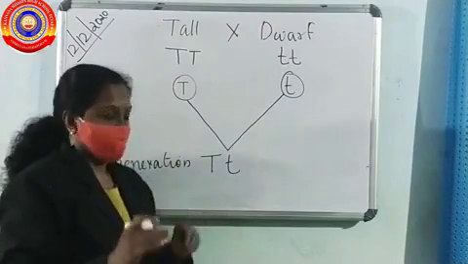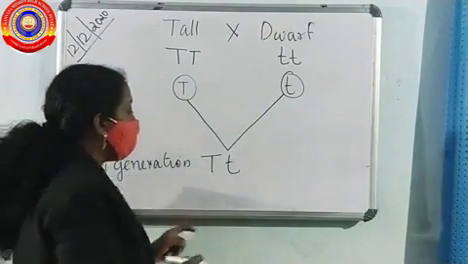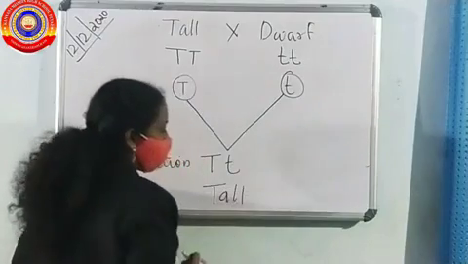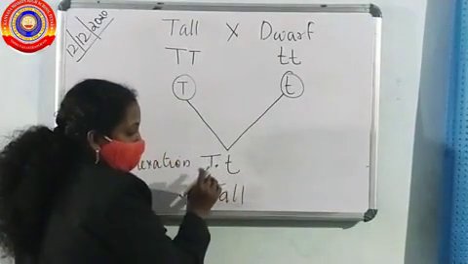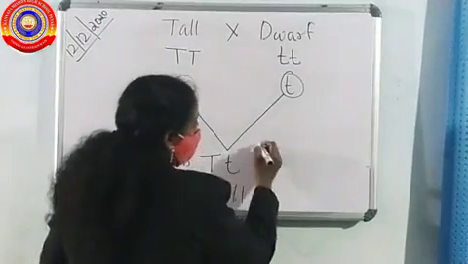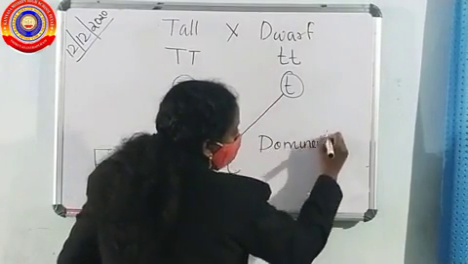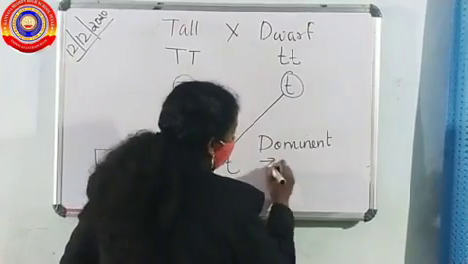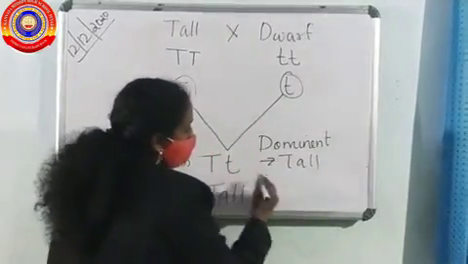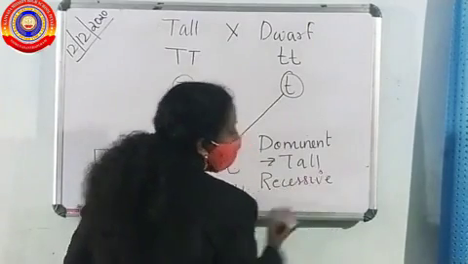Here only one character is expressed. That means here we are giving importance to the capital letter. So we got the result tall. Small t is hidden in the F1 generation. So the expressed character is called dominant, which is tall, and small t is hidden, so it is called recessive, that is a dwarf.